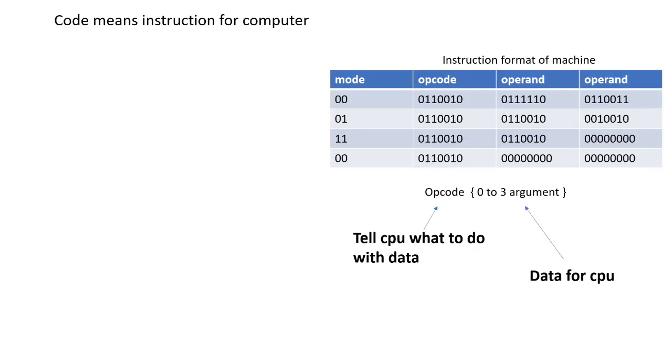First, let's see what we mean by code. Code means instructions for a computer. If you observe, this is the general instruction format of every machine. Every architecture follows the same thing. First it has a mode, then an opcode. The opcode basically tells the CPU what to do with data. So this is the verb or function for a computer, and the operands are the data. You can give from 0 to 3 arguments to the CPU.